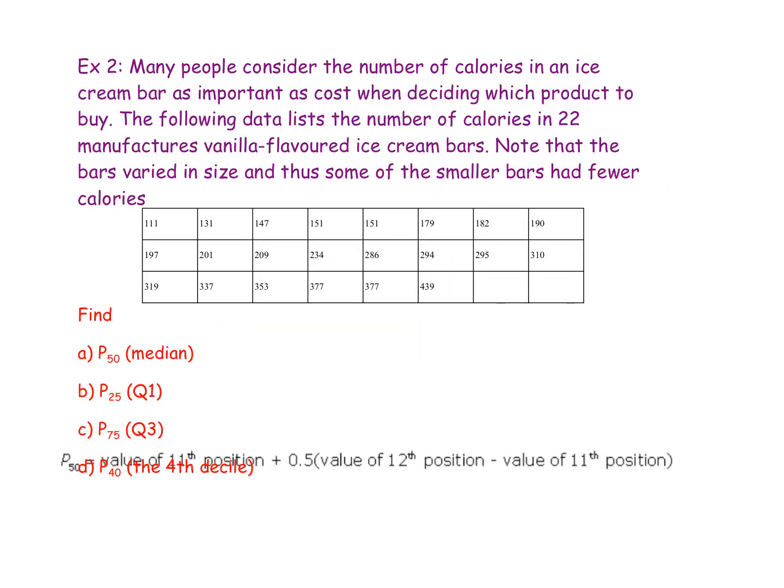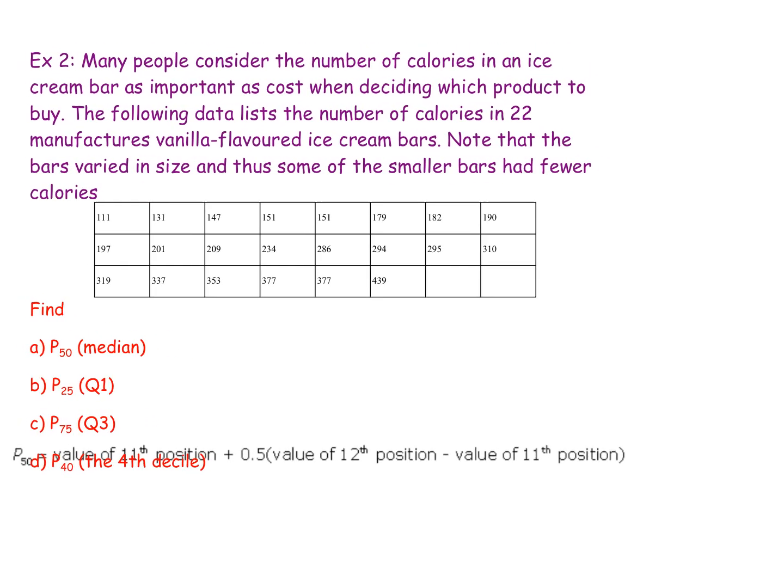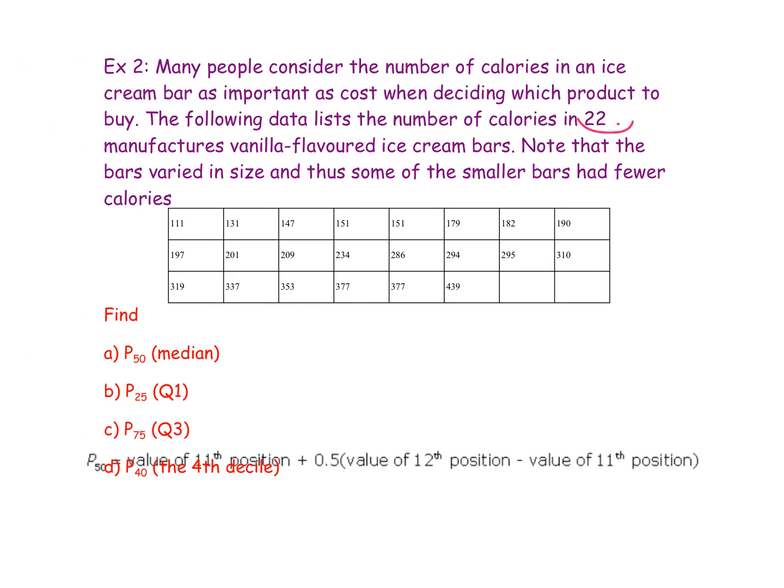Okay, for this example, we've got the number of calories in an ice cream bar versus the cost when they're deciding which product to buy. So we've got an N of 22. And so let's just make a note here that N equals 22. And these are all vanilla flavored ice cream bars with their calories. Note that the bars varied in size, and some of the smaller bars had fewer calories. Okay, so there are 22.